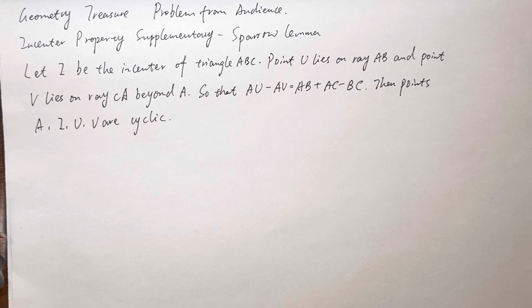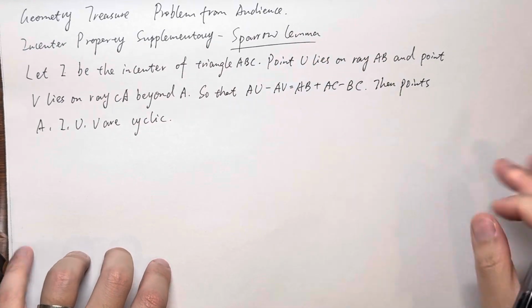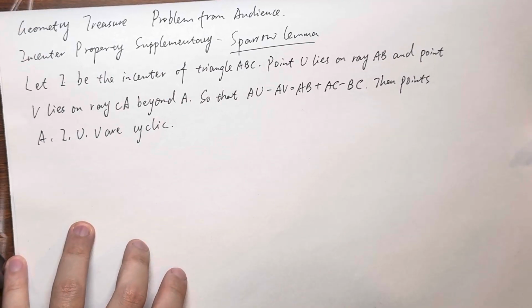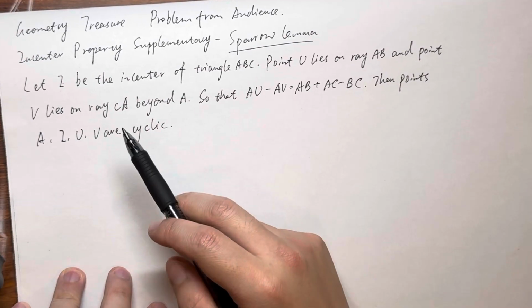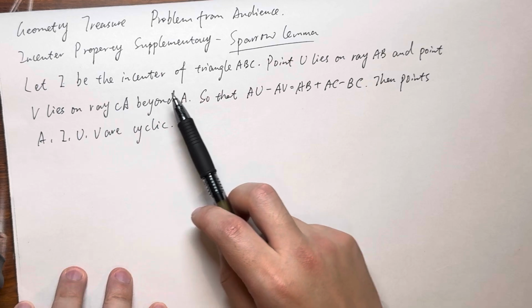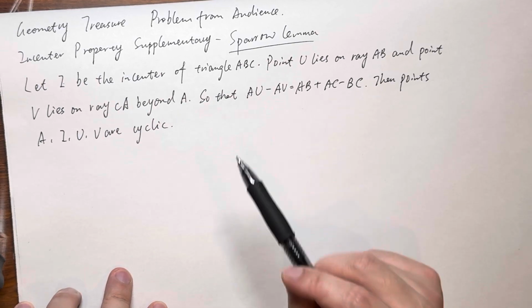So this is a problem from the audience, and I would like to put it into the geometry chair as well because this is a problem related to the incenter property. So I also call it incenter property supplementary. It's called the Sparrow Lemma. The problem is this: let I be the incenter of triangle ABC.